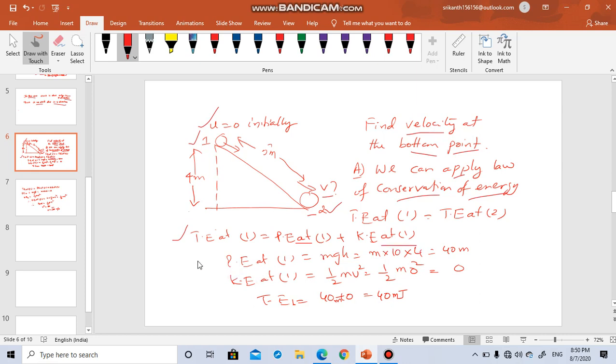So find the potential energy at 1. It is mgh, as discussed in previous questions. We don't know the mass, so let us say the mass is m. Gravity is 10, and you have to take the vertical height, not the inclined height. Many times students make this mistake. The reference point I have taken is the ground.